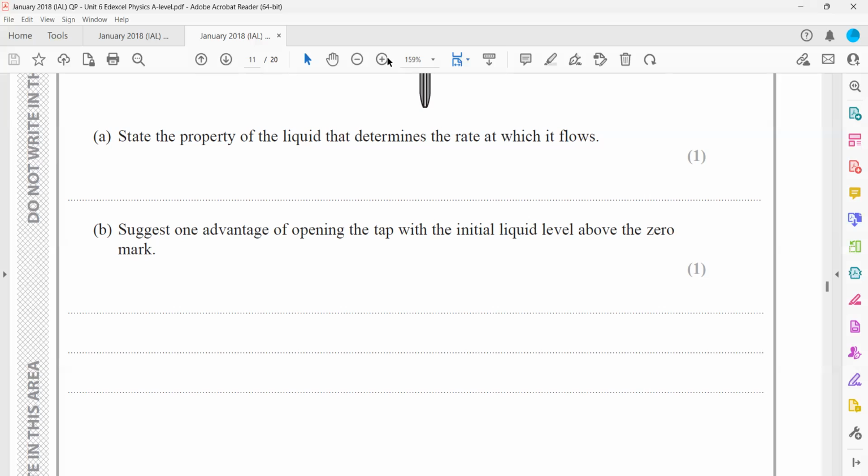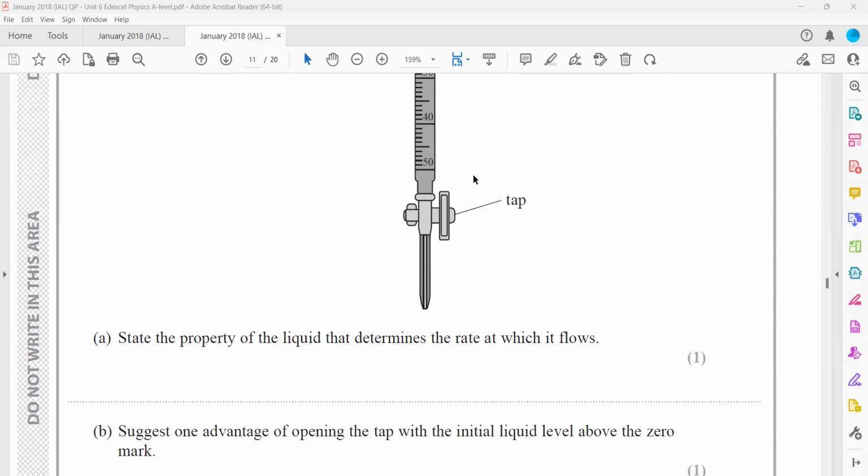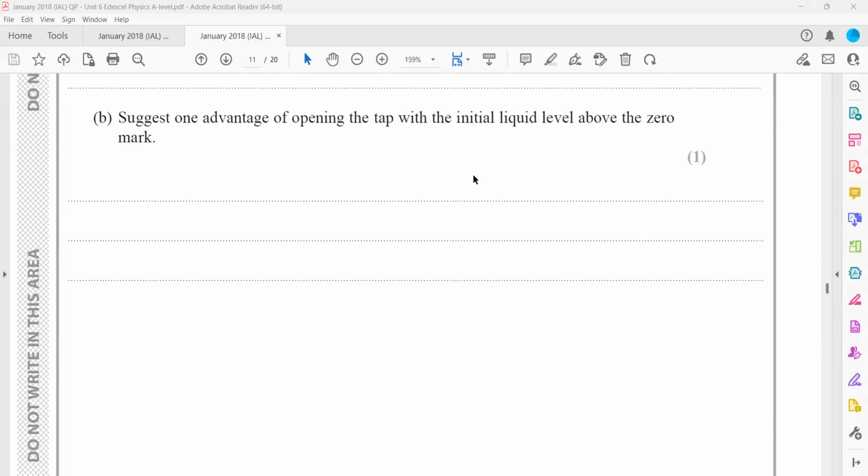So one advantage is that we don't have to start the timer and the tap together. We just open the tap and wait until it reaches 0, and then we start the timer. There will be reaction time in that, but we don't have to use both devices simultaneously.